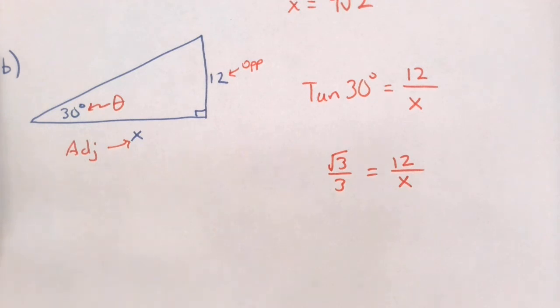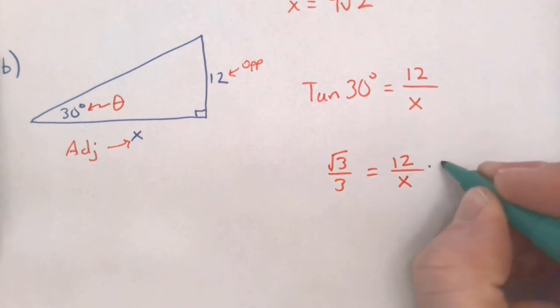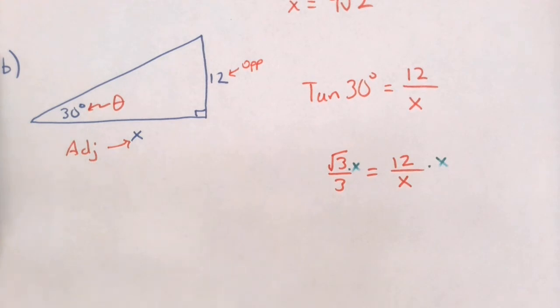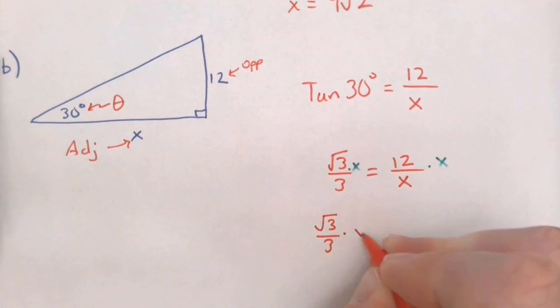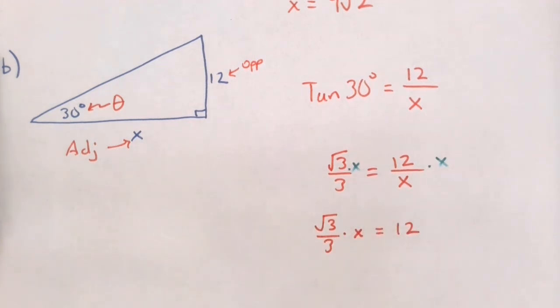Otherwise, what a lot of people will do is they will take a look at the x. It's in the bottom part of a fraction, so to get the x out of the bottom, they would multiply both sides by x. That would give you the square root of 3 over 3 times x is equal to 12. And then get the x by itself by doing one of two things. One is a good idea, the other is a better idea.